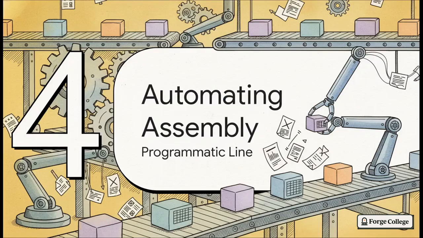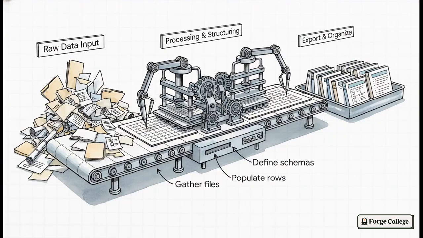Section 4. Automating the assembly. Let's spin up the programmatic line. Now listen, we could type all of this out by hand, but manual data entry just invites human error. It's too risky. So we trade that manual labor for a programmatic assembly line, which is honestly a super common theme across the courses at Forge College.